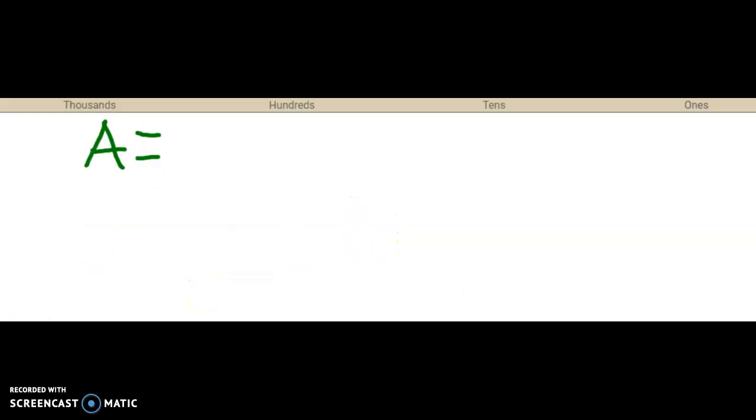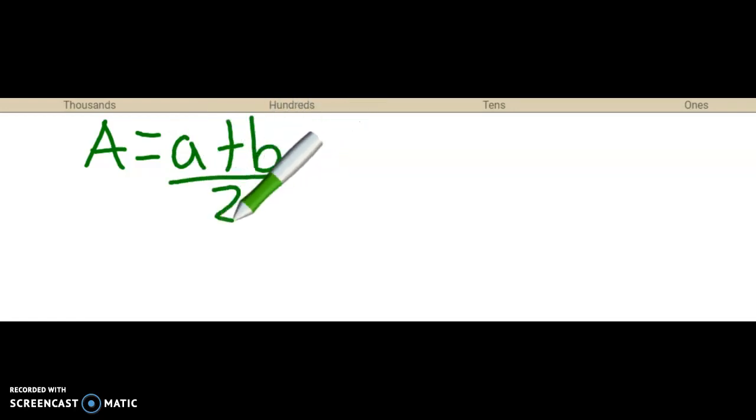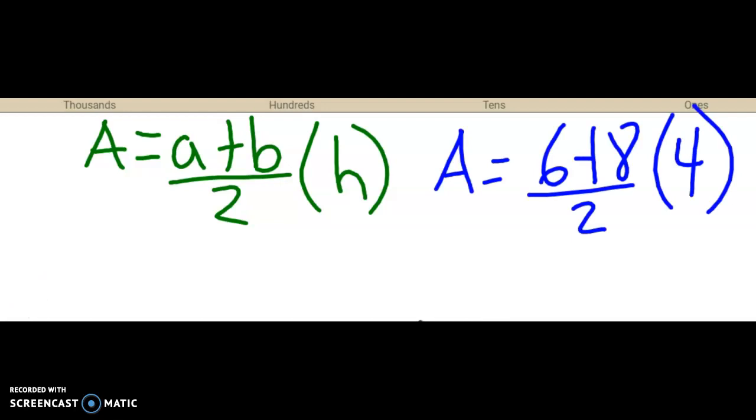So now we're going to write down our formula for a trapezoid, and it's A equals area, or base A plus base B. We divide that by 2, and we multiply all of that by its height. And for this, our top is 6, our bottom base is 8, and when we take 6 plus 8, it becomes 14. We divide that by 2, which equals 7, and 7 times 4 is going to give us our answer.